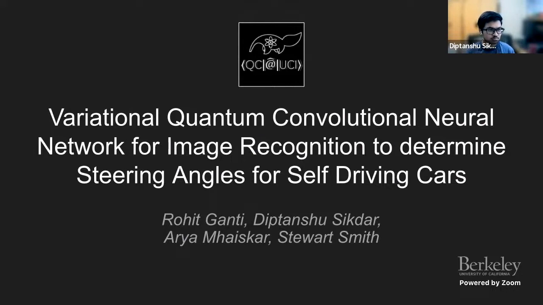Hello, everyone. We are Quantum Computing at UCI, and today we will be presenting our project on implementing a variational quantum convolutional neural network for image recognition to determine steering angles for self-driving cars.